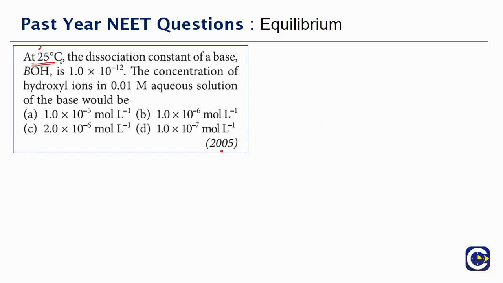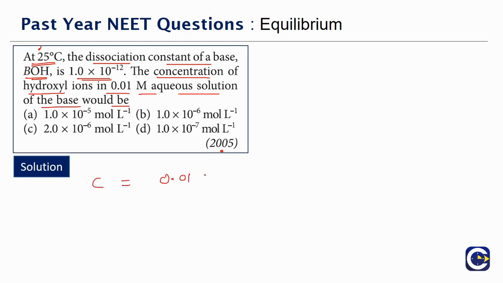At 25 degrees centigrade, the dissociation constant of the base BOH is given as 1 into 10 power minus 12. The concentration of hydroxyl ions in 0.01 molar aqueous solution of the base would be, means what is given to us, the concentration of the base is given, that is 0.01 molar. Other than that, they have given us the Kb value. So dissociation constant Kb value is given to be 1 into 10 power minus 12.